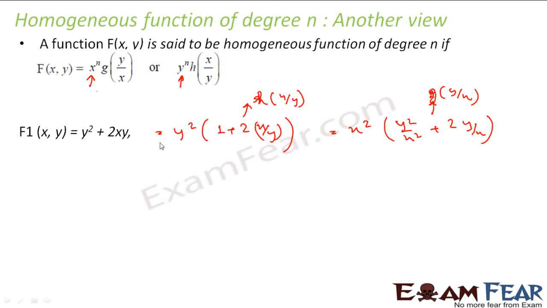Correct? So I wrote this guy as y square into some function in x/y form, and this guy I wrote as x square into some function in y/x form. So I can say that this is also a homogeneous equation. The funda is the same, only the view is different. In this case I can write an example in y form.